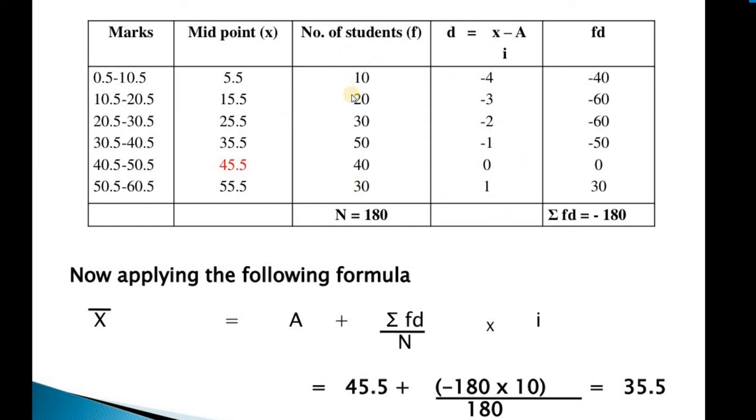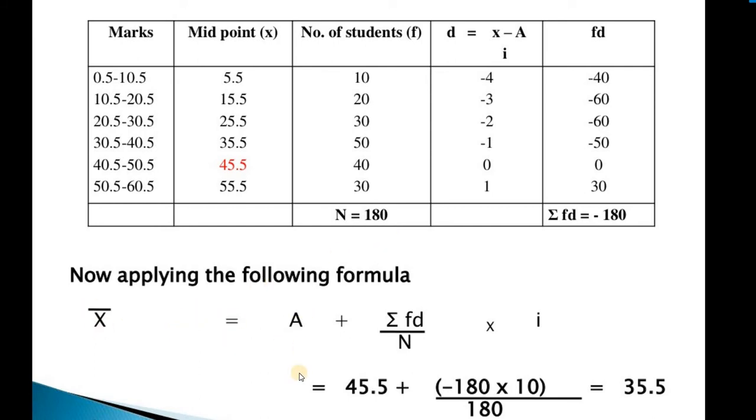Then frequency into deviation: 10 into minus 4, minus 40. 20 into minus 3, minus 60. 30 into minus 2, minus 60. 50 into minus 1, minus 50. 40 into 0, 0. 30 into 1, 30. Then we need to add this fd. Then we get sigma fd equal to minus 180.